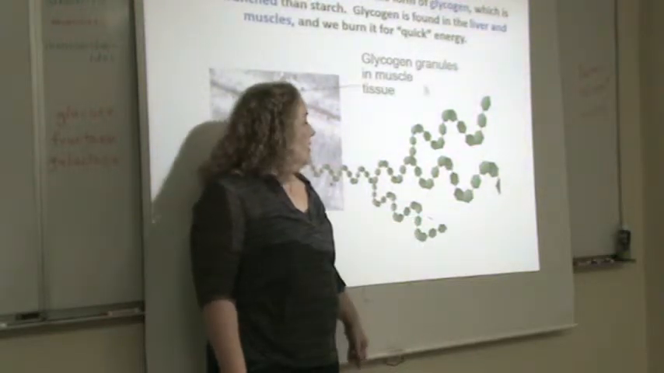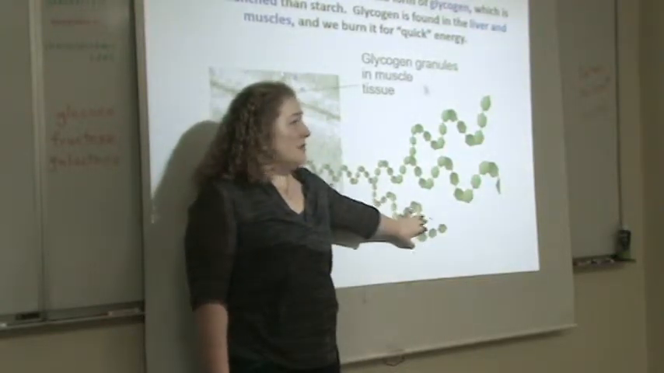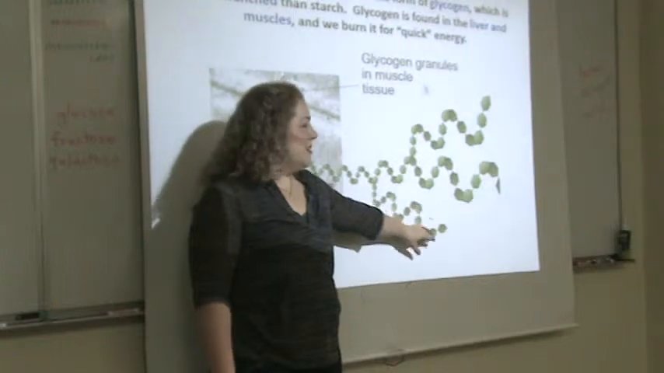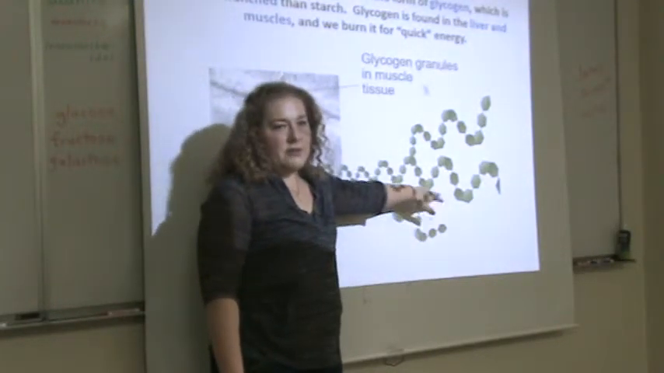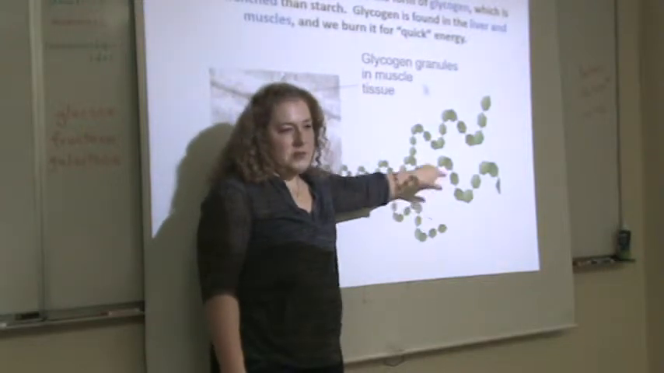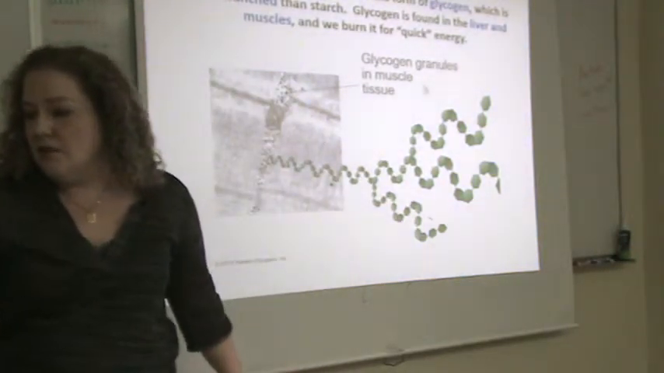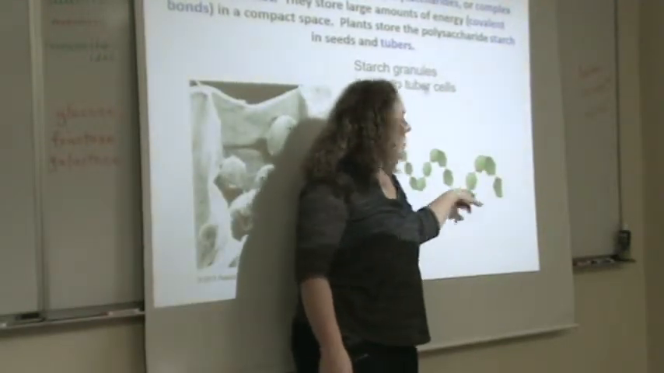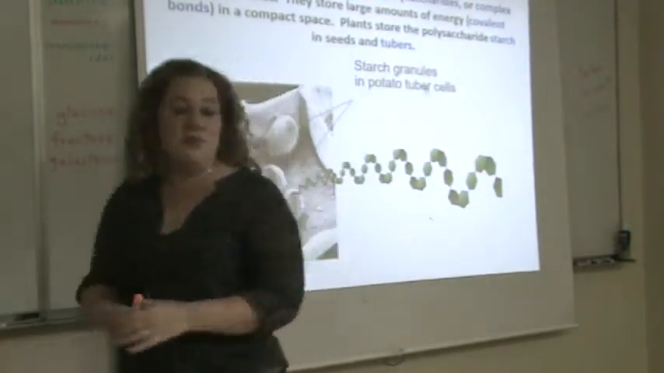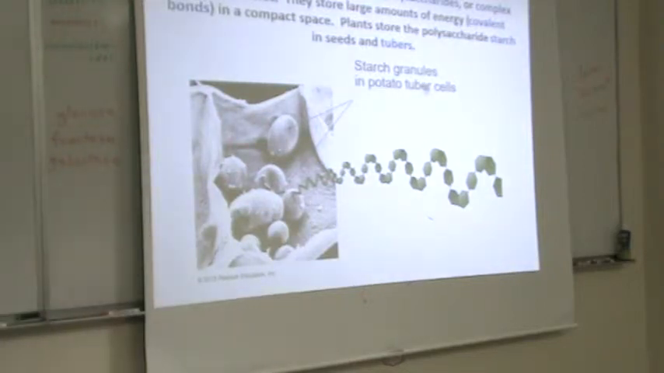So when you run out of energy during a race or whatever, you've got so many ends to cut sugars off of. You can use this up very fast. Whereas with starch, you can only cut off from the ends. You can only get one at a time. Glycogen is branched, so you can access sugar out of it really quickly.